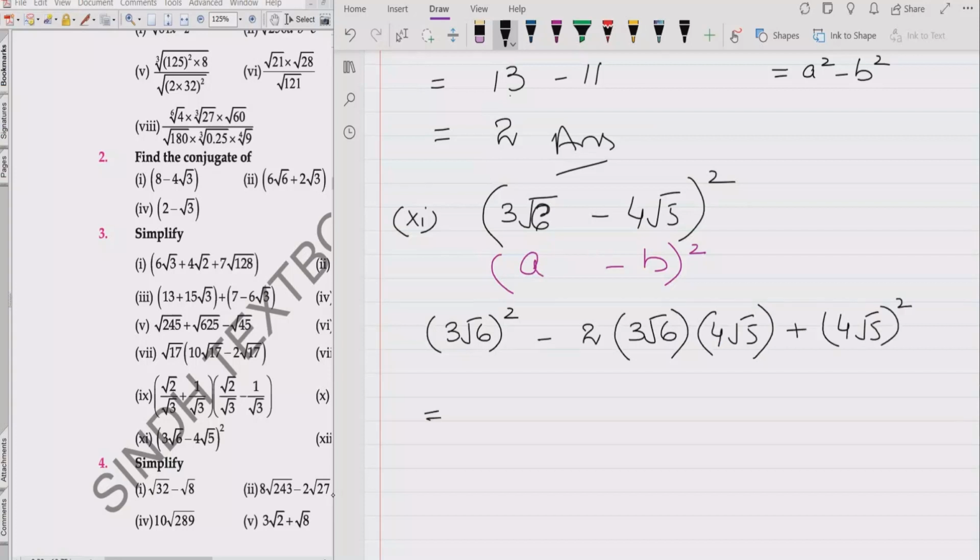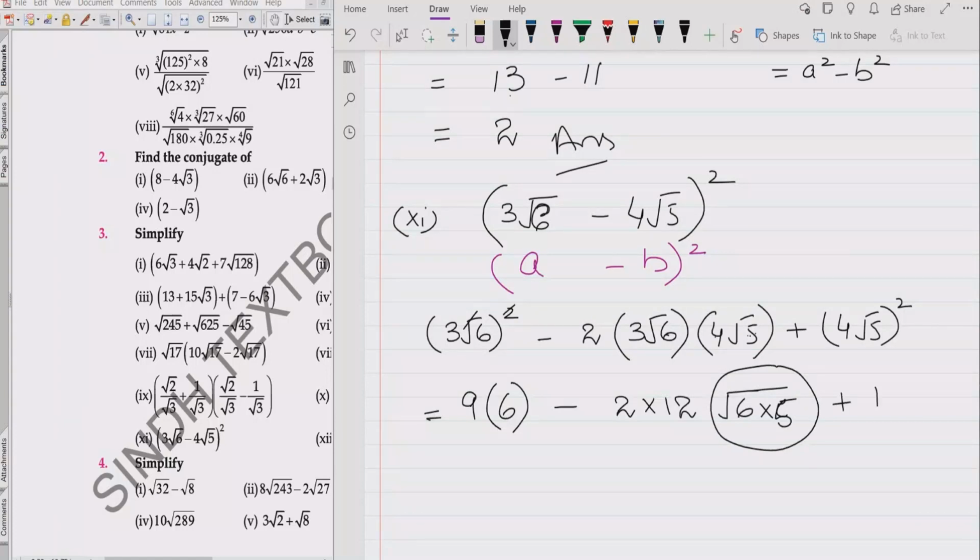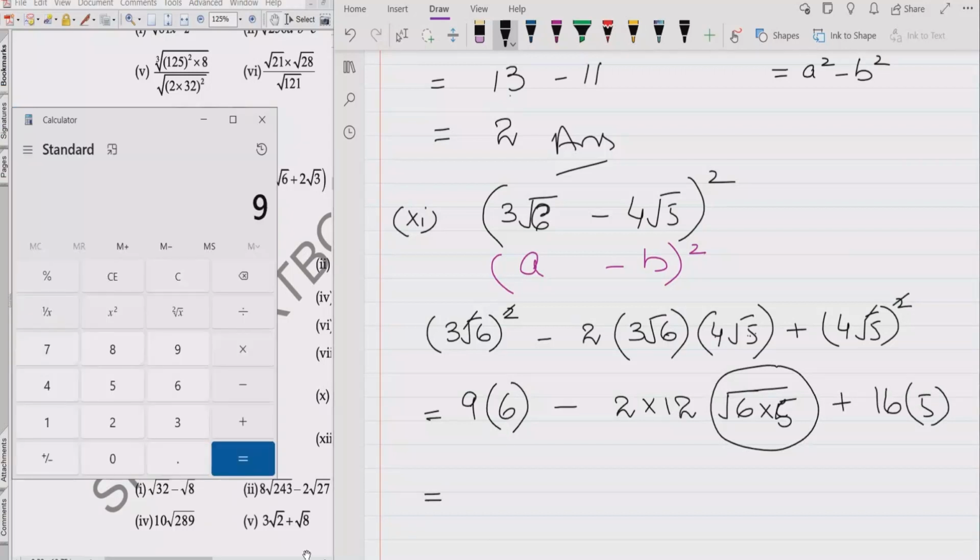Now we can simplify. 3 3s are 9, and 6 and the root cancel. This one is 6. Now 2 and 3 4s are 12, right? Now we can apply the multiplication of two surds here. So 6 multiplied by 5, right? So this is the multiplication method of surds, right? And 4 4s are 16, multiplied by 5. The square and root cancel. So 9 times 6 is 54, right?